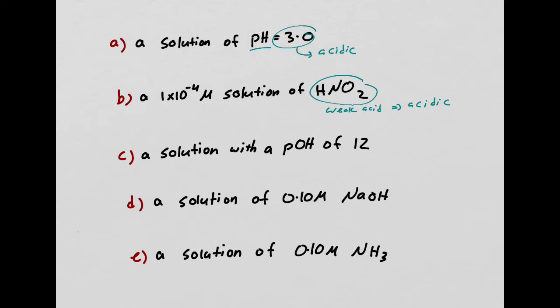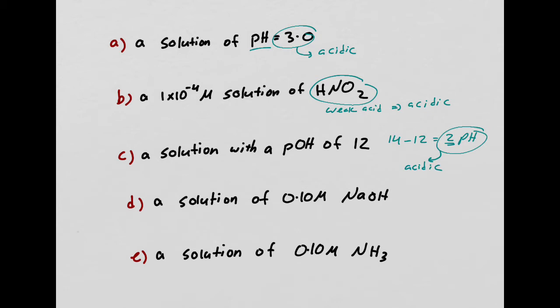The next one, they give me pOH. I don't like pOH. I like to compare apples to apples, oranges to oranges. So I'm going to convert the pOH to pH. pH, I understand. pOH, I don't know. I'm not a big fan. So if I subtract 12 from 14, I get 2. That means I have a pH of 2. That's easier for me to compare. So a pH of 2, that is pretty acidic, right? So this is an acidic solution. So far, so good. Okay.